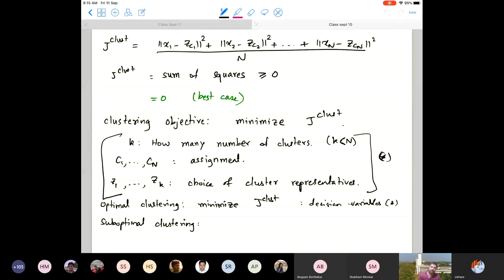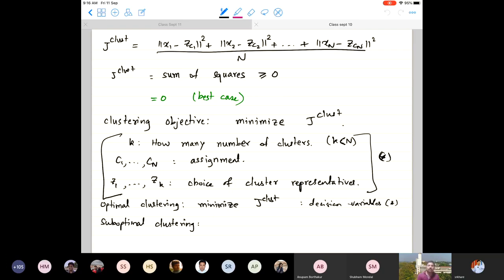And what were the free variables? We don't know how many clusters there are, so K obviously is a free variable or a decision variable. Cluster assignment is also not known to us a priori, so C1, C2, up to Cn, the cluster assignment, is also a decision variable. And after you decide K, you can have a choice of cluster representatives also. What is the best choice of cluster representatives so that the clustering objective is minimized? That is the optimization problem that we want to solve.